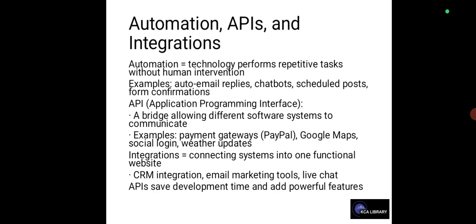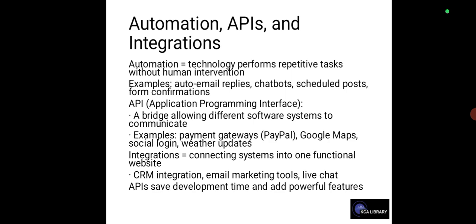What is automation? Simply put, automation is the use of technology to perform repetitive tasks without human intervention. That's automation. You can use auto-email replies, chatbots, and scheduled posts, for instance, and confirmations.